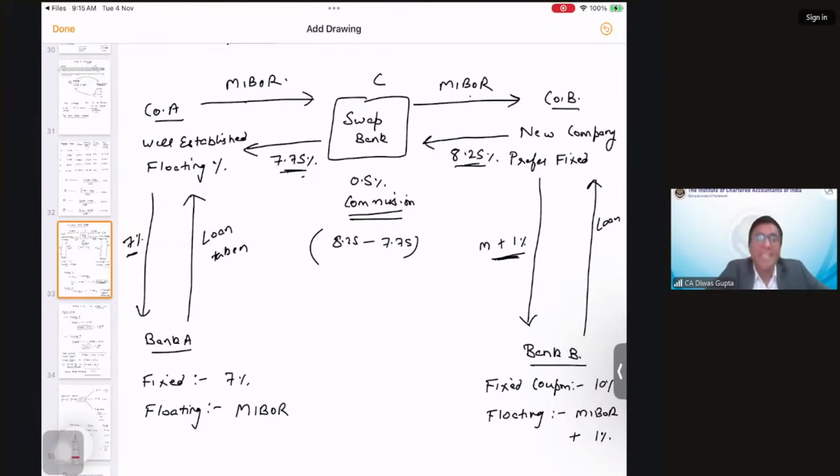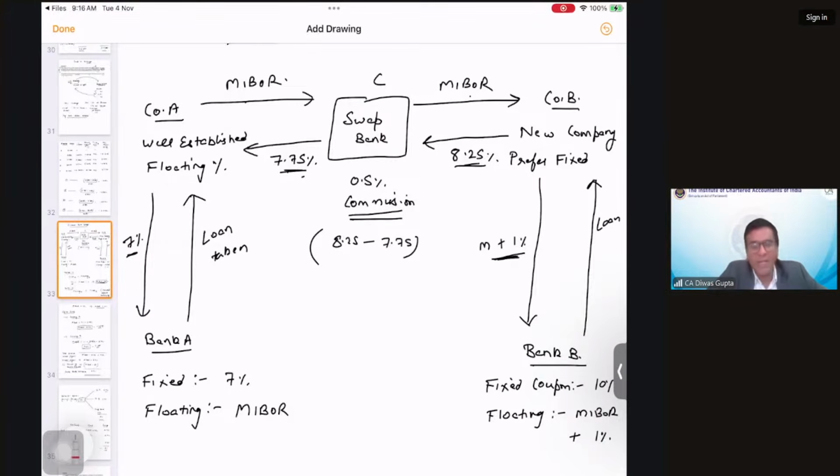MIBOR means the benchmark rate, Mumbai Interbank Offered Rate, right? It's a rate at which the dealings happen in the market between the banks. Now, Bank B gives company B the quotation: if you want to go for fixed, 10%, floating MIBOR plus 1%. Right now, company A and company B already know their preferences.